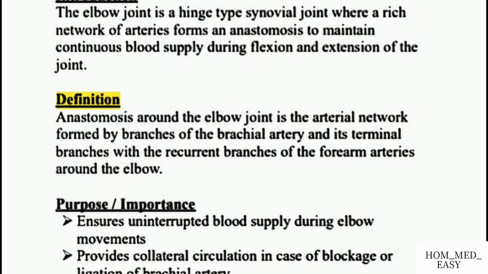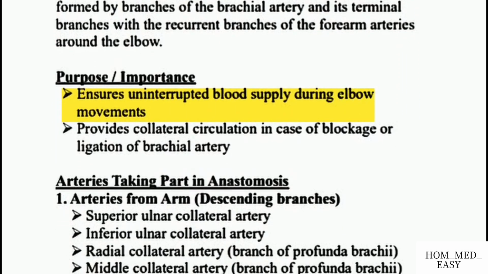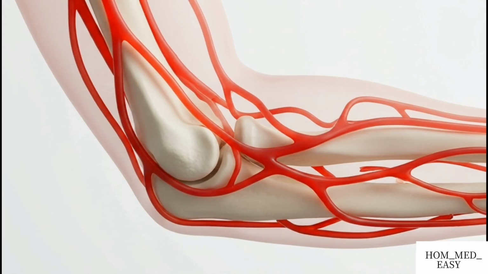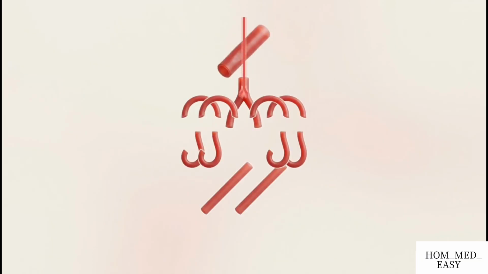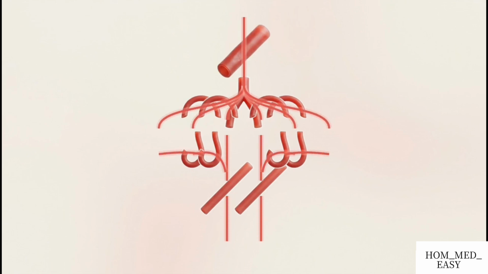As defined in this clinical text, the anastomosis around the elbow joint is a rich arterial network formed by branches of the brachial artery communicating with forearm arteries. It is built expressly to maintain continuous blood supply during flexion and extension. To understand how the lower arm survives this constant mechanical stress, we have to look past the bone structure. The elbow operates as a highly engineered intersection for fluid dynamics.